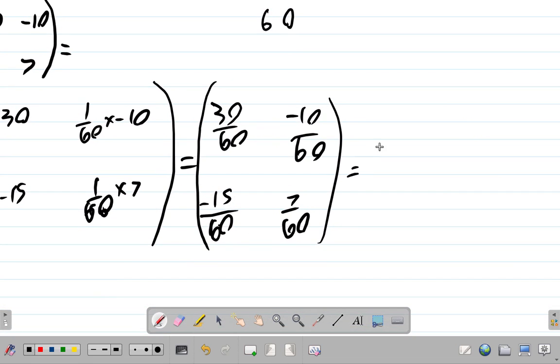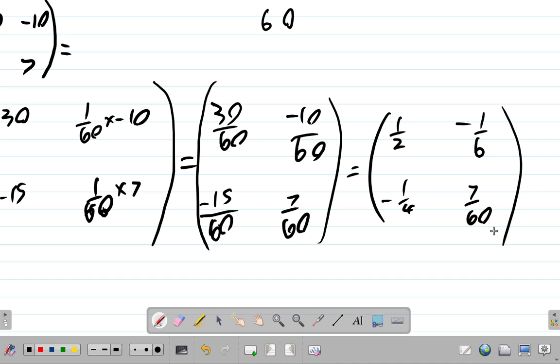So, this is a half, 1 divided by 2. Negative 1/6. Negative a quarter and 7/60. Leave it as a fraction, just as it is. So that is the inverse of our matrix. You see that?